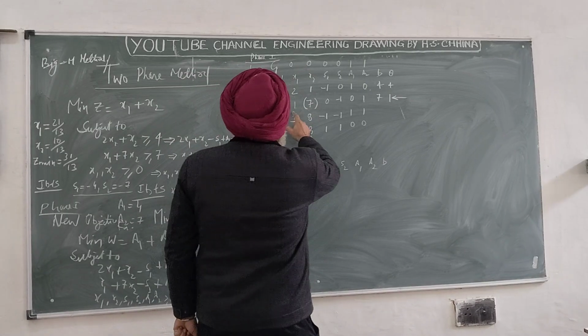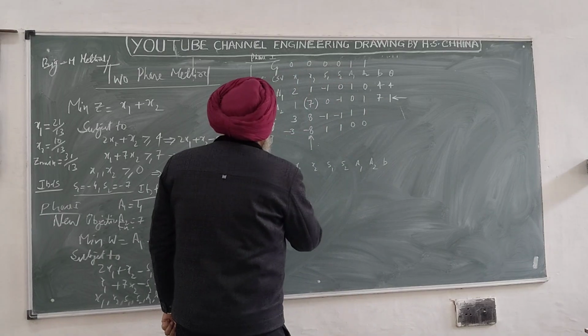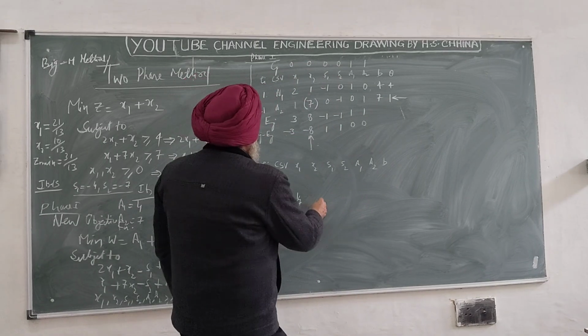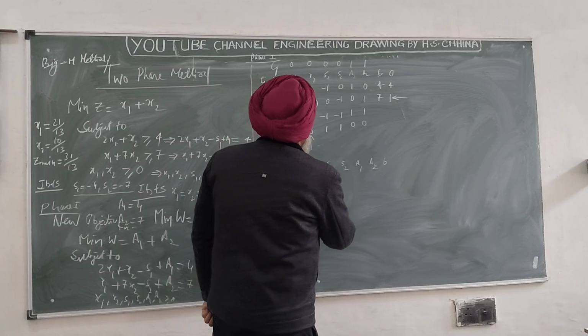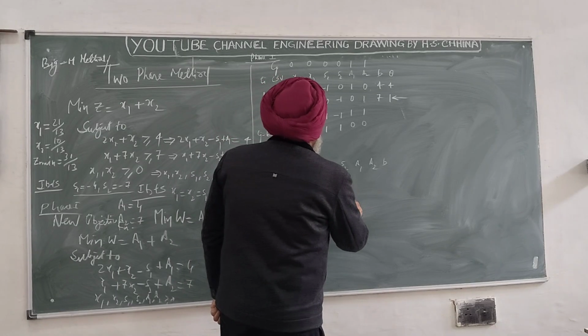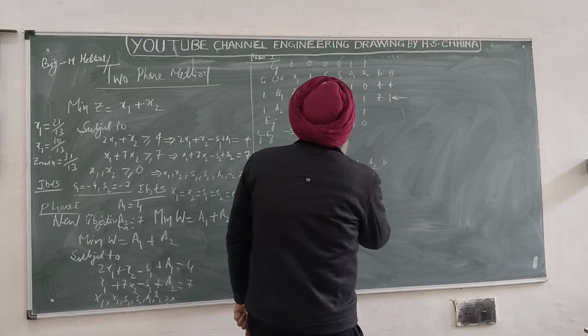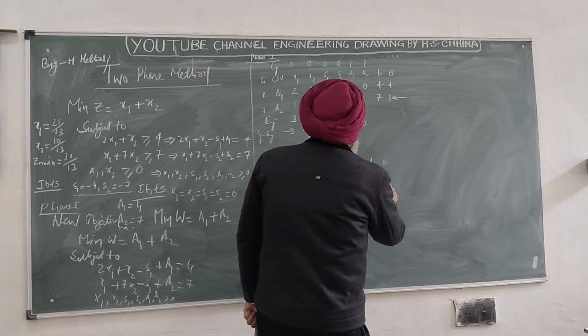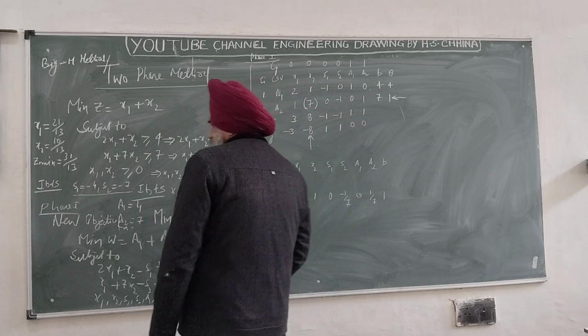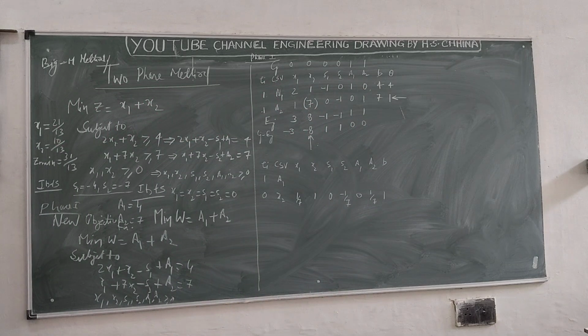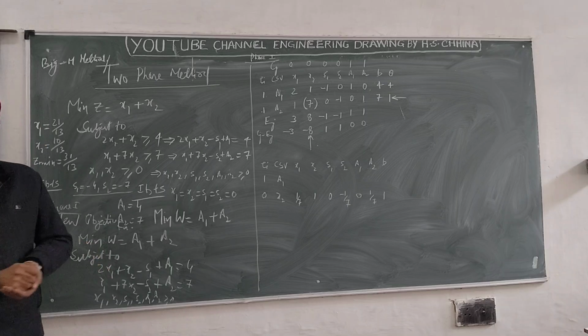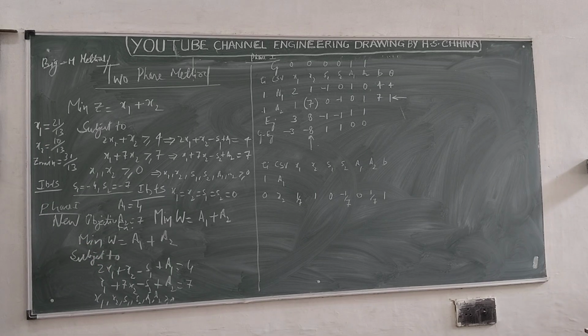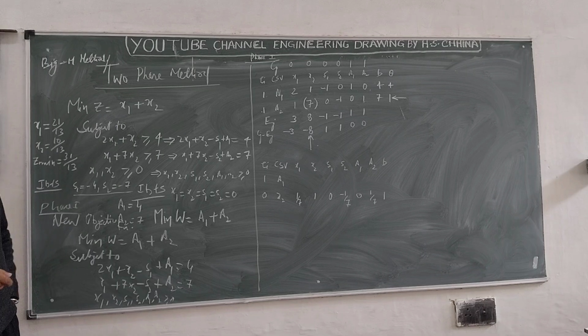So what we are going to do is make the key element unitary. Divide the whole equation by 7: 1 by 7, this is 1, this is 0, this is minus 1 by 7, clear? This is 0, this is 1 by 7, and here it is 1. Look at here, these are the coefficients: 1 by 7, 1, 0, minus 1 by 7, 0, 1 by 7, 1.